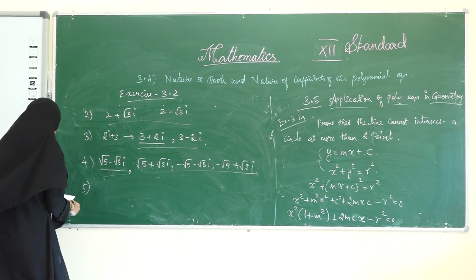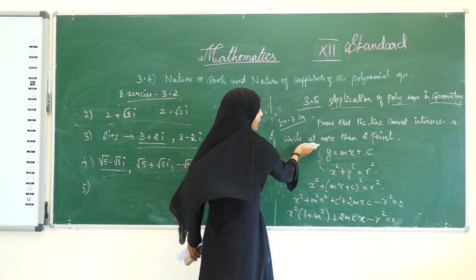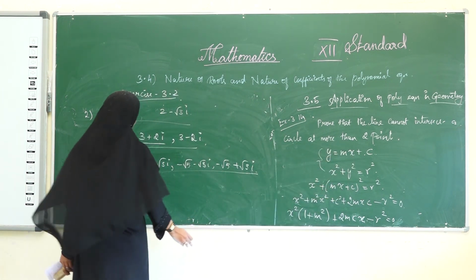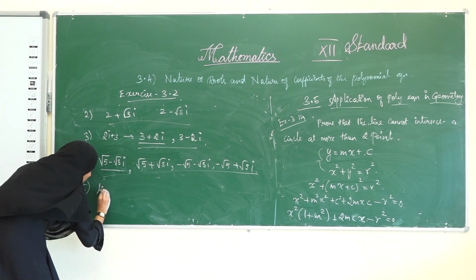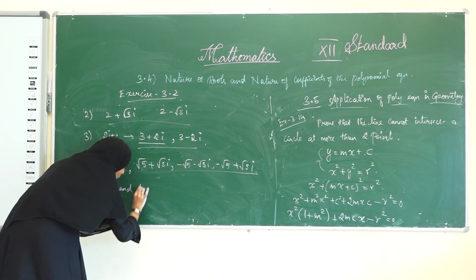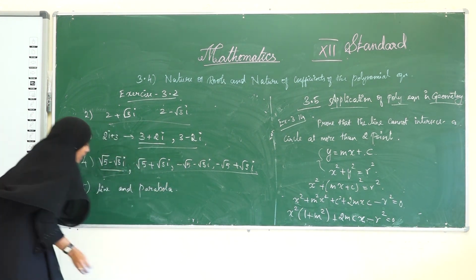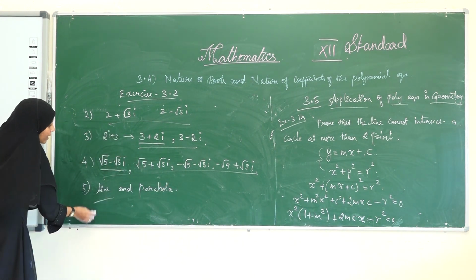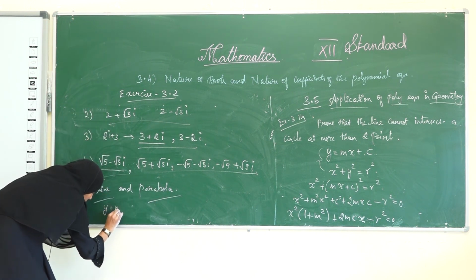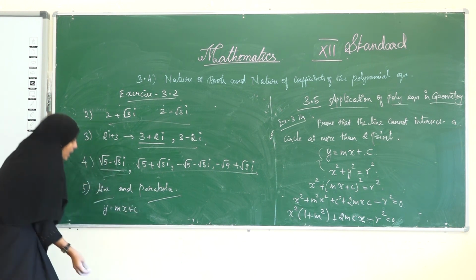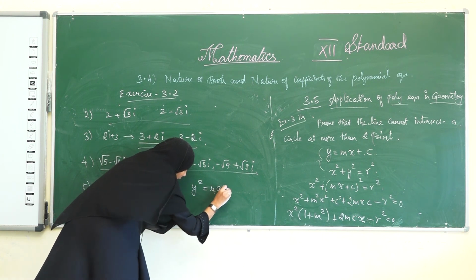Prove that a straight line and a parabola... In the last one, what did we see? Prove that the line cannot intersect a circle at more than 2 points. In the same way, here they have given not a line and a circle, but a line and a parabola. For this you have to find the standard equation. We have to know the standard equation of the line and the standard equation of the parabola. What is the standard equation of the line? y equal to mx plus c. And the standard equation of the parabola is y square is equal to 4ax.